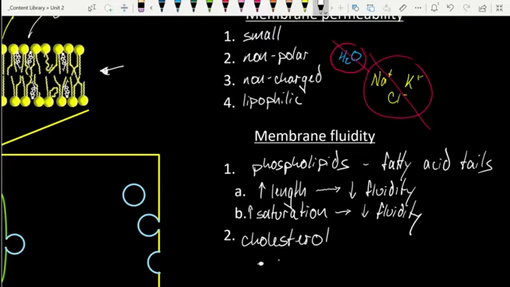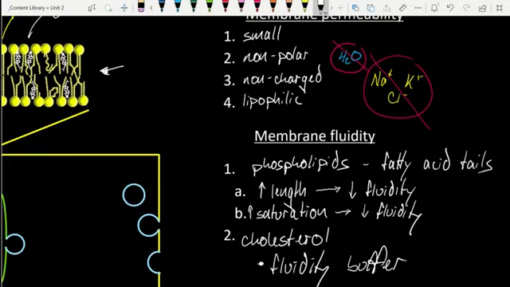Cholesterol acts as a fluidity buffer by wedging itself in between the fatty acid tails and not letting them get too far apart, but also not letting them get too close together. Cholesterol is an important part of the cell membrane.